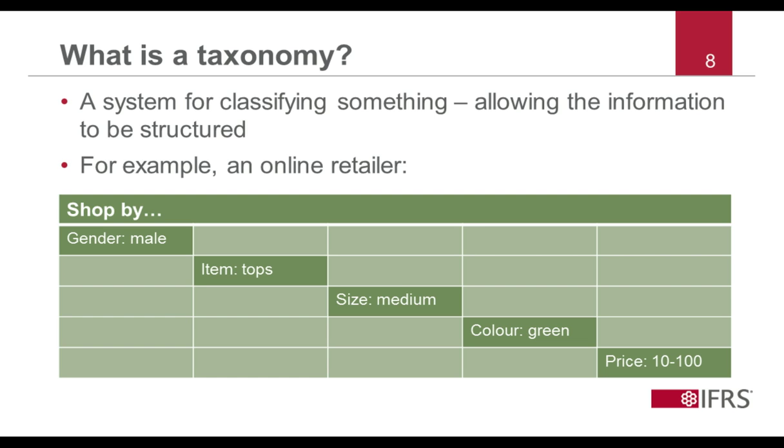The online retailer has named and classified all the products it sells. For example, the retailer may have structured its products based upon the 5 items that I've specified here. There could be a whole number of other items that are used. In simple terms, a taxonomy is a system for classifying something. It allows information to be structured so that it can be easily consumed.